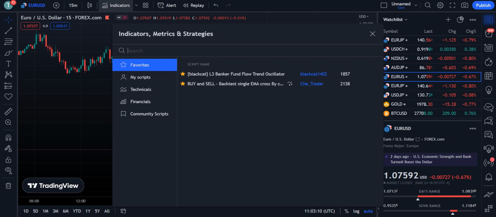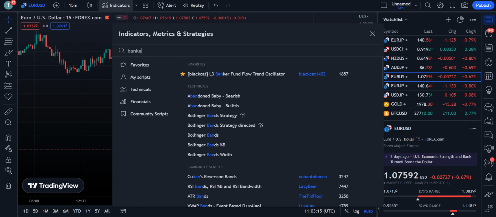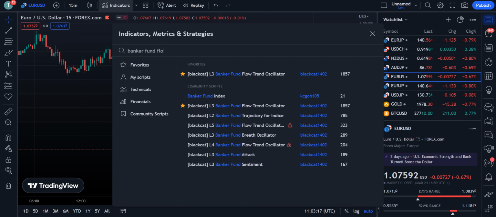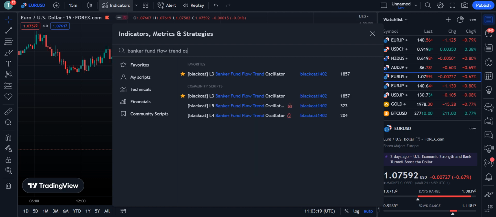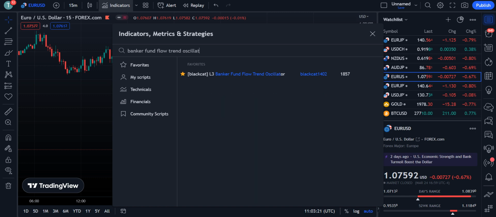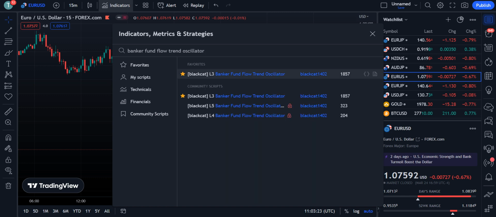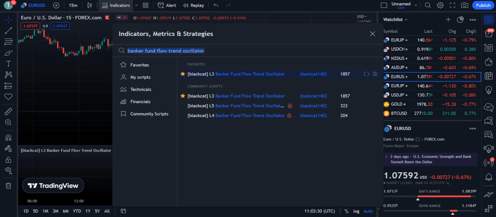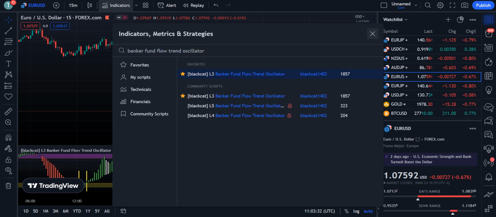The first indicator is the Banker Fund Flow Trend Oscillator. Okay, this is by Black Cat 1402. 1857 traders are using this indicator. You have to choose this one. Click on it. It will be applied on your chart.